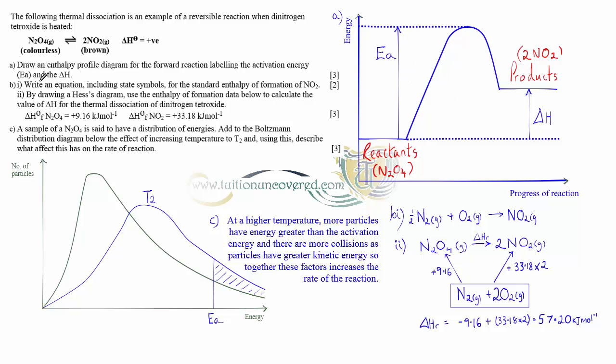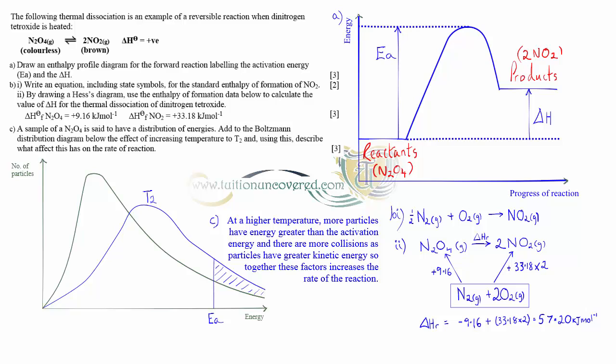Part B, write an equation including state symbols for the standard enthalpy of formation of NO2. Now, to form NO2, I need half of N2 in its gaseous state plus oxygen in its gaseous state to give me NO2. Balanced equation, gaseous symbols correct. Part C, drawing a Hess's diagram. Using the formation enthalpies as shown, they needed me to calculate the enthalpy for this reaction.